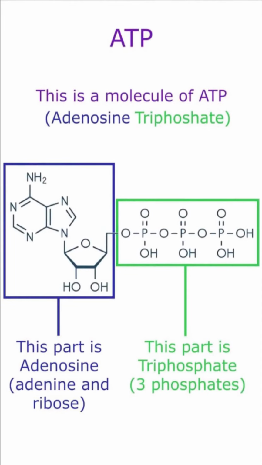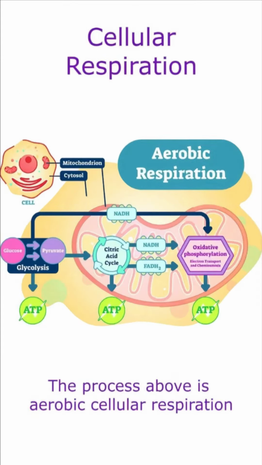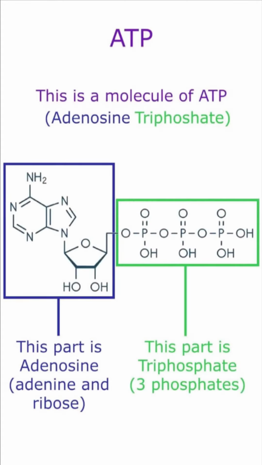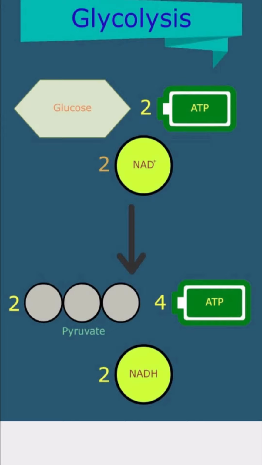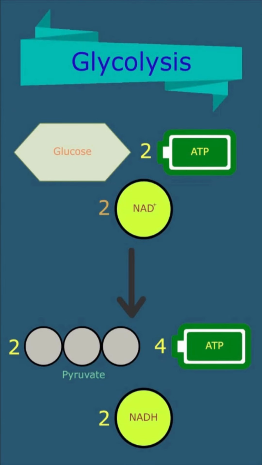The energy our cells need is called ATP, adenosine triphosphate. It is produced in cellular respiration, which is a string of chemical reactions that produce ATP. The first step of this is glycolysis, the breakdown of glucose to make pyruvate, and this is the only step that requires ATP to start.